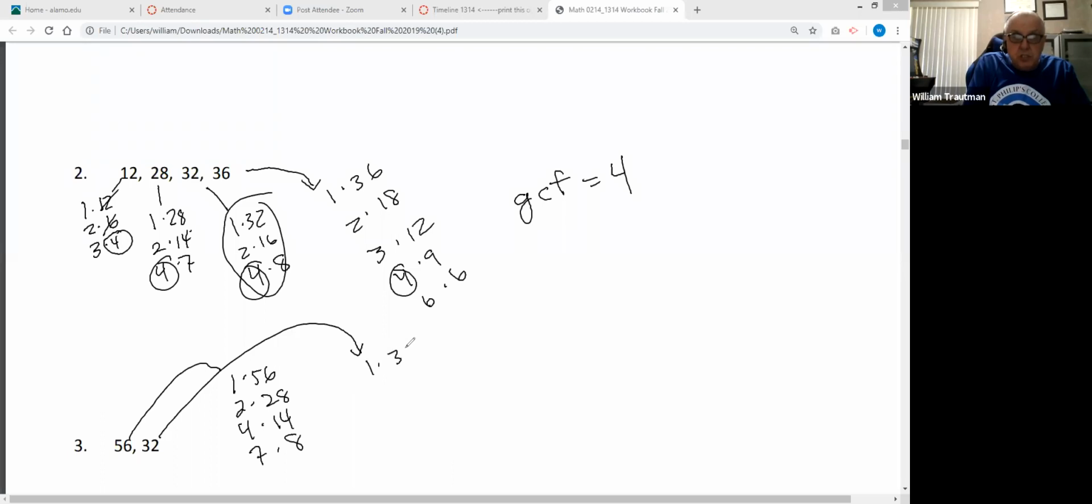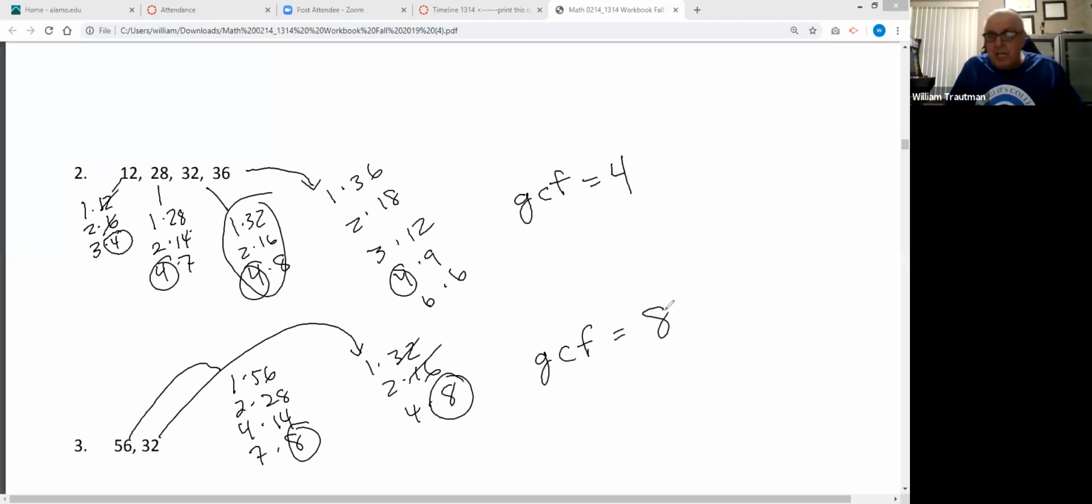1 times 32, 2 times 16, and 4 times 8. The largest number that divides into both of these: is 32 over there? No. Is 16 over there? No. Is 8 over there? Yes. The greatest common factor of these two numbers is 8. That's the greatest common factor.